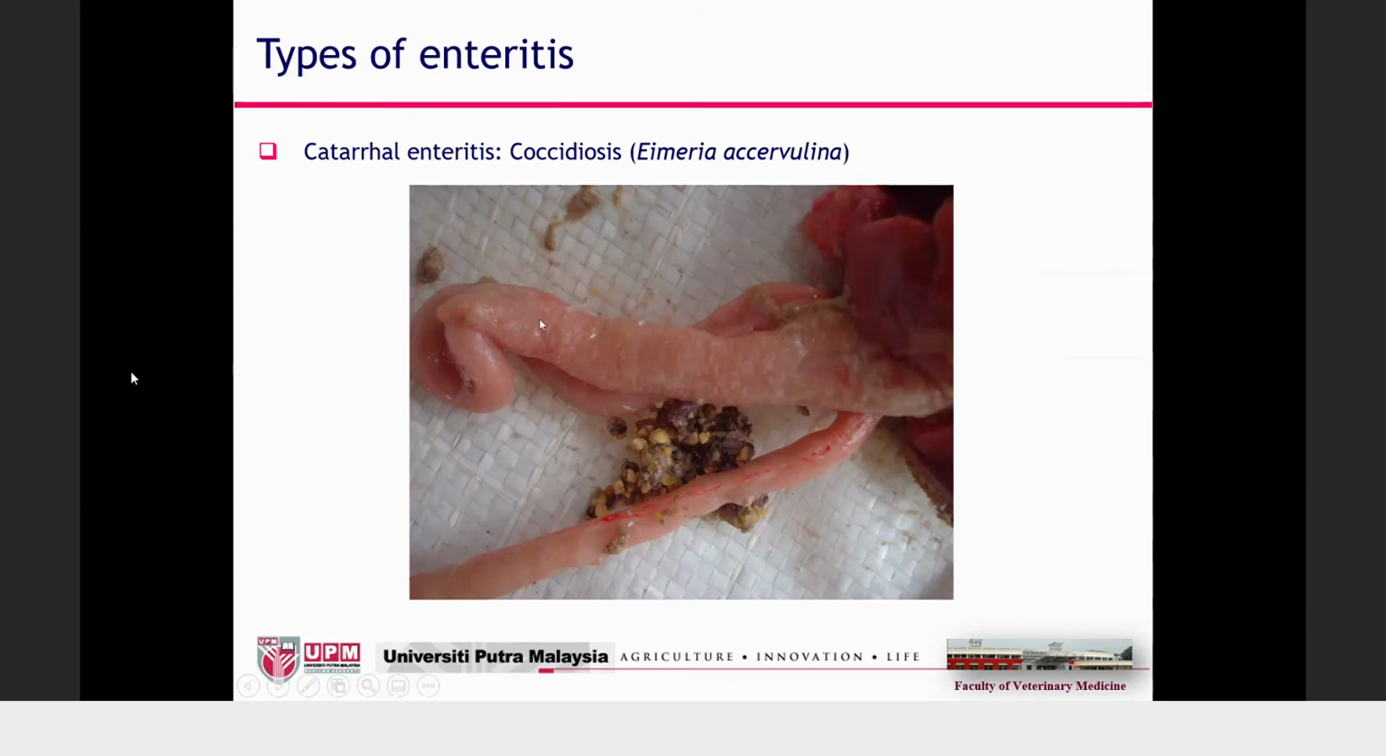So meaning that when you open this, you find those white streaks, like in this slide. This animal is actually down with Eimeria acervulina infestation. So they are pathognomonic. But the only thing is that this Eimeria species only causes catarrhal enteritis, partly because the organism only occurs within the epithelial lining of the enterocyte. They didn't go further beyond that. That's why they can cause catarrhal enteritis.